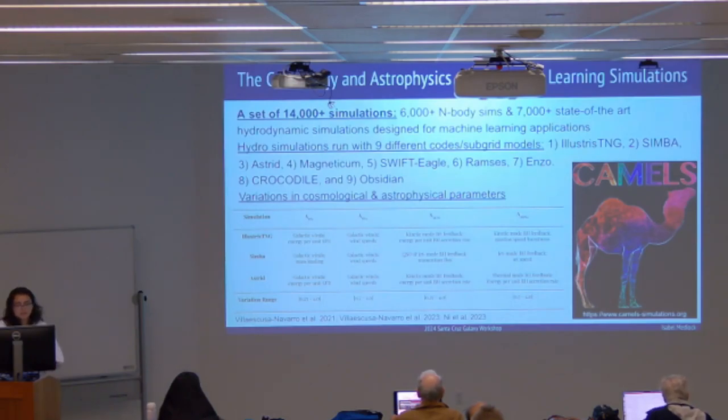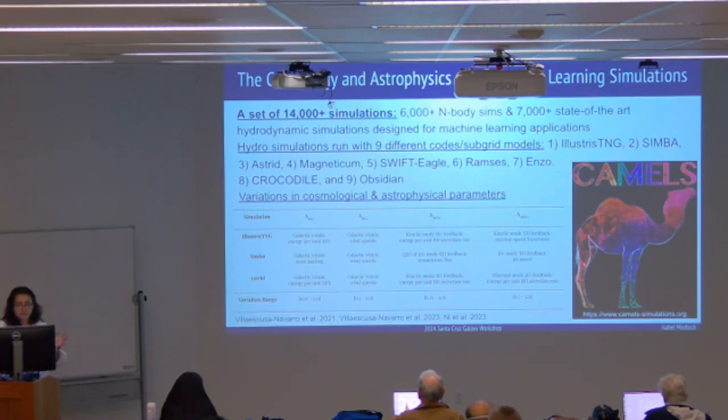I'm using the CAMELS simulations, which right now is a set of 14,000 simulations, 7,000 hydro simulations, and it's primarily designed for machine learning applications. So CAMELS right now has 10 different suites with 9 different subgrid physics models, including IllustrisTNG, SIMBA, and ASTRID, which I use in the project, as well as an n-body suite with corresponding simulations that match with the hydro sims.